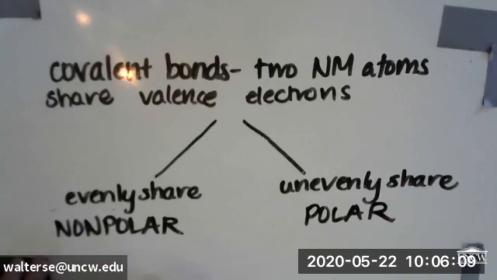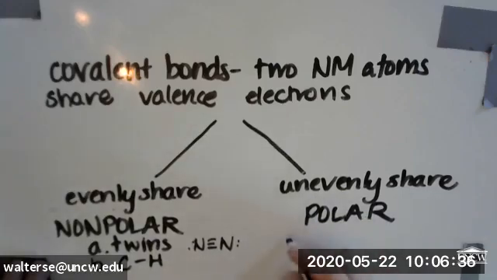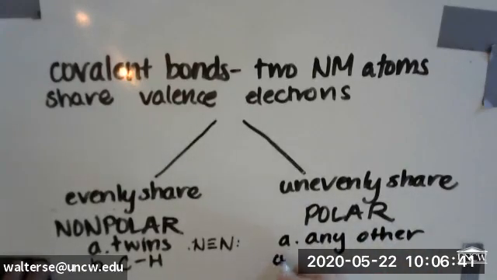Nonpolar bonds occur when you have twins. That means like a nitrogen bonded to a nitrogen, a chlorine bonded to a chlorine, a fluorine bonded to a fluorine, two like atoms in a bond. Nonpolar bonds also occur when carbon bonds to hydrogen. Okay. Polar bonds are any other combination of nonmetals.